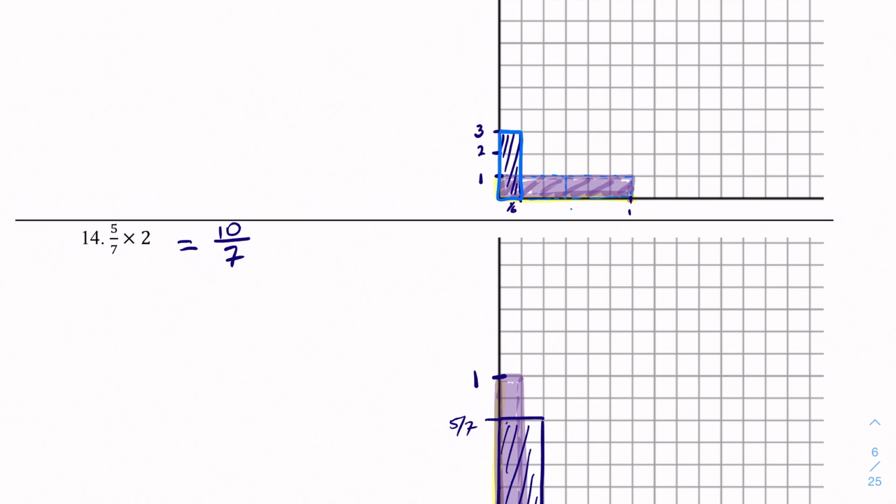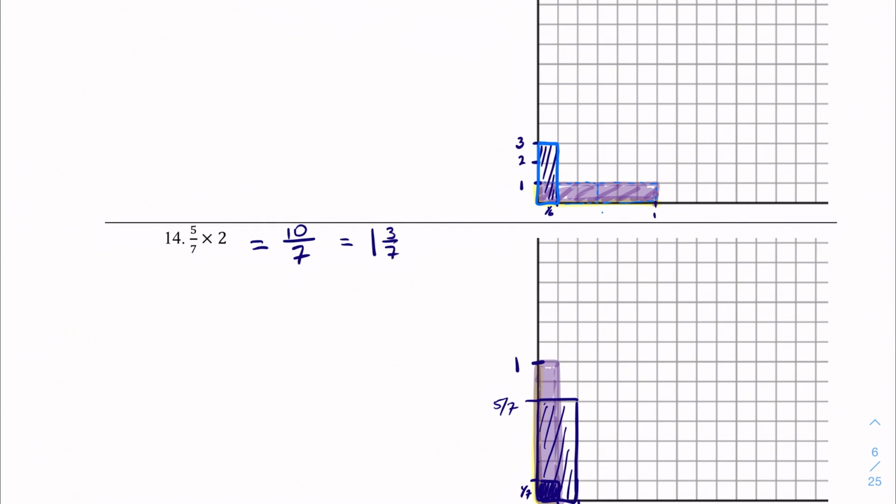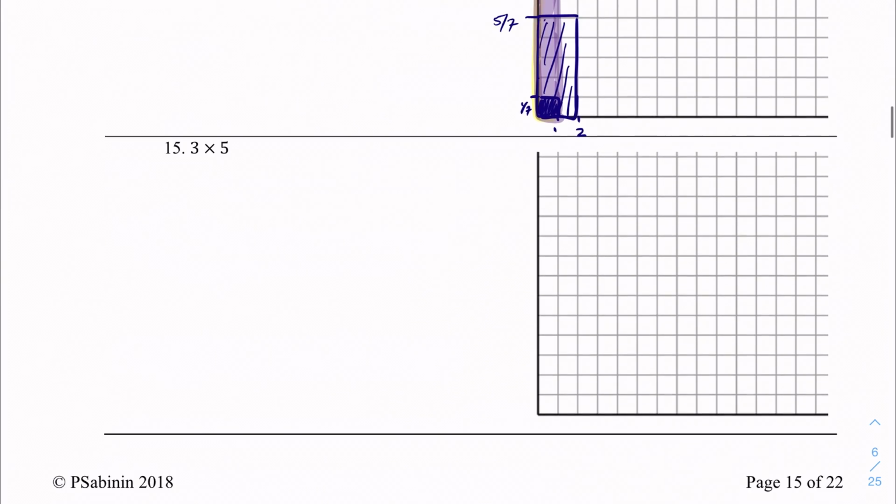Okay. Now my question to you is, how can we show that it's also the same as 1 and 3/7? So I'm going to leave that for you to figure out. How do we show that 10/7 here is the same as 1 3/7. And then you can also look at number 15 with 3 times 5.